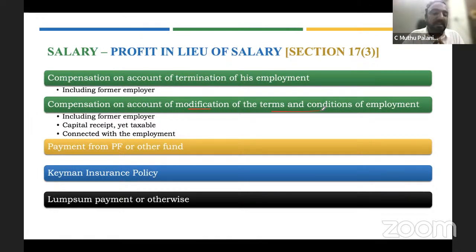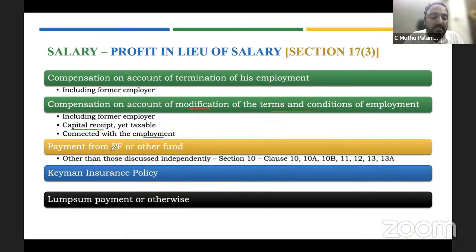Not only what I receive from my current employer, it could be from my former employer. Please remember, this receipt is a capital receipt. Usually capital receipts are not taxable, but this receipt is taxable. The thumb rule is that revenue receipts are generally taxable unless provided in the Act, for example section 10, where these are revenue receipts but not taxable. Capital receipt is the opposite. It is generally not taxable unless provided in the Act, like this one on account of modifications of terms and conditions. And the only thing is, the change must be connected with the employment.